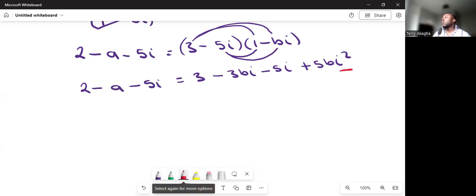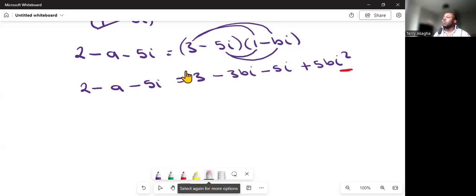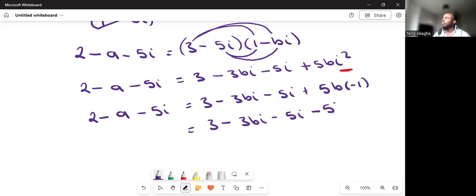Now, we can break down i squared. Remember I told you in the previous video that i squared is equal to minus 1. We've talked about this before. So I can rewrite this as 3 minus 3bi minus 5i plus 5b times minus 1, and it's equal to 2 minus a minus 5i. Now you open the bracket, and it gives us 3 minus 3bi minus 5i minus 5b, equal to 2 minus a minus 5i. Is that making sense?